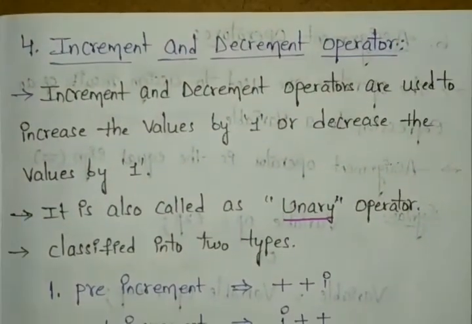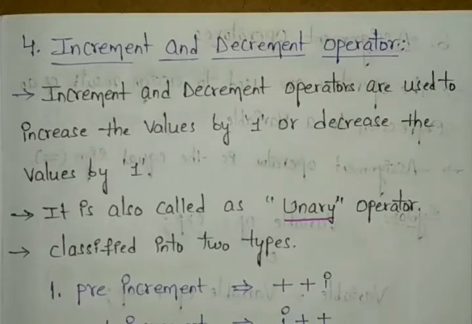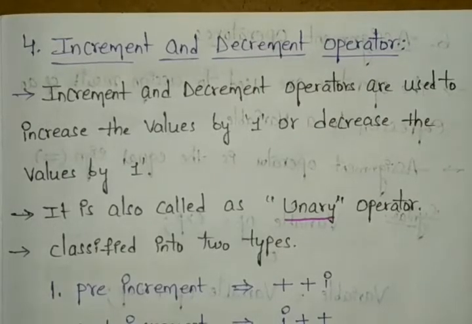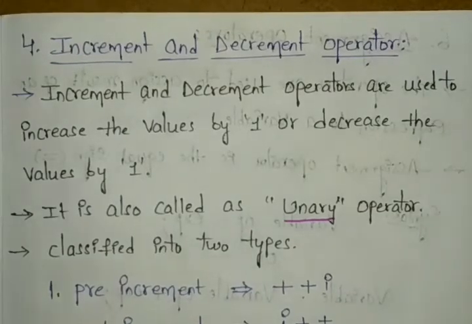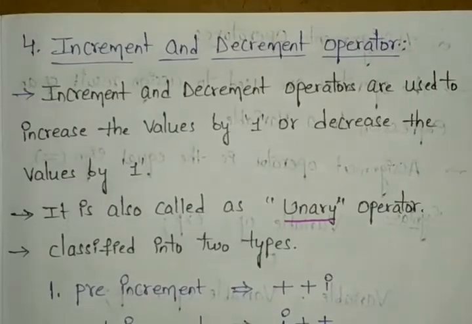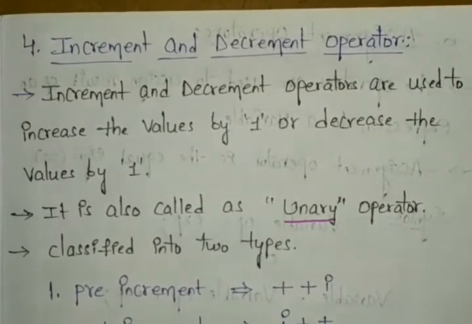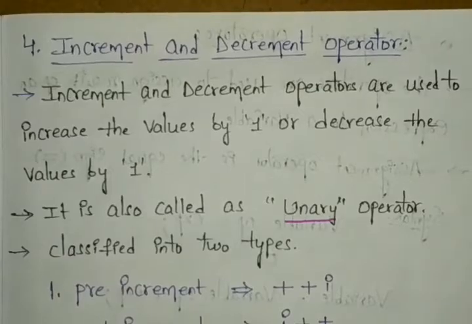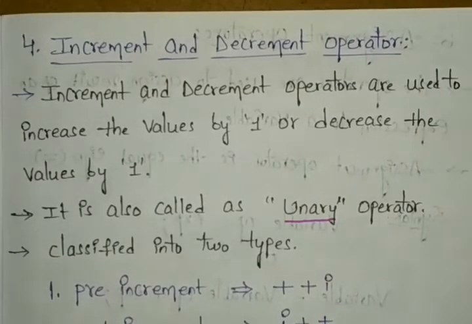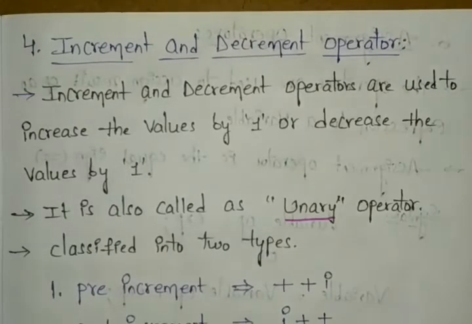Here we have the fourth one, that is the increment and decrement operators. Increment and decrement operators are used to increase the value by 1, or else to decrease the value by 1. We can also call these operators unary operators.